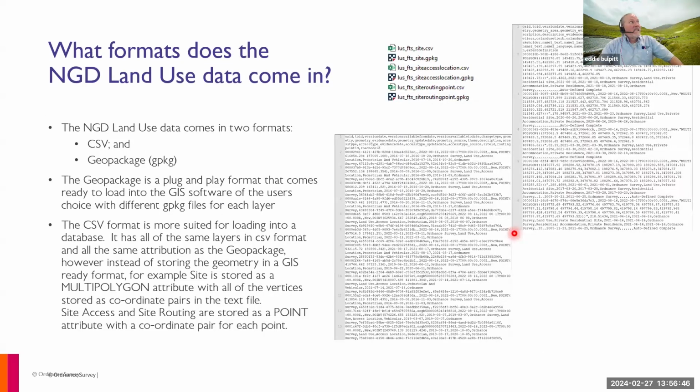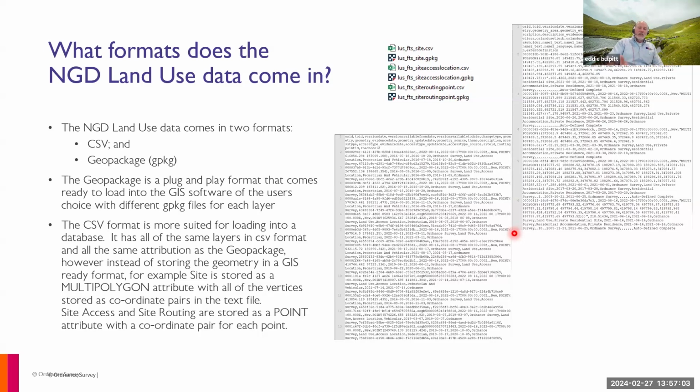So what formats does it come in? Pretty much two, really. It's just CSV and GeoPackage. No GML, because as we've mentioned before, GML requires translation and loading into a database. And to be honest, that's overhead. Nobody likes doing it. I work with this stuff all day and I don't like doing it.